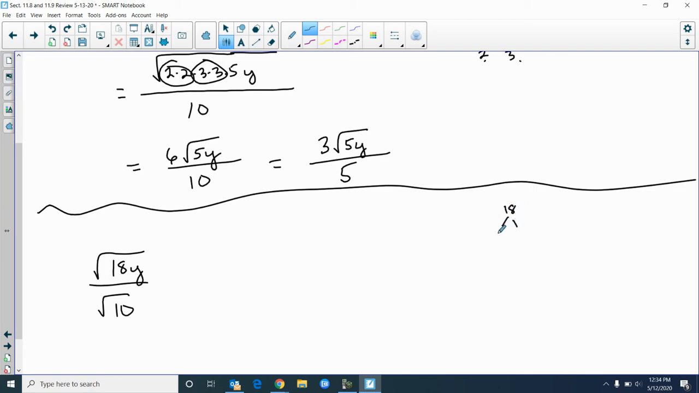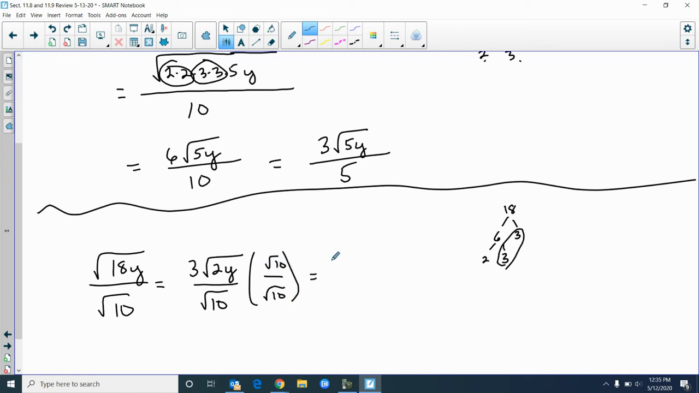What I mean by that is 18 is 6 times 3. 6 is 2 times 3. I have a pair of 3's. This can simplify to 3 square root, and I'll have a 2 and a y left on the inside from this 2 and then that y over square root of 10. Now, when I multiply by the square root of 10, this 3 multiplies by nothing but this 1 over there, and I get square root of 20y over 10.